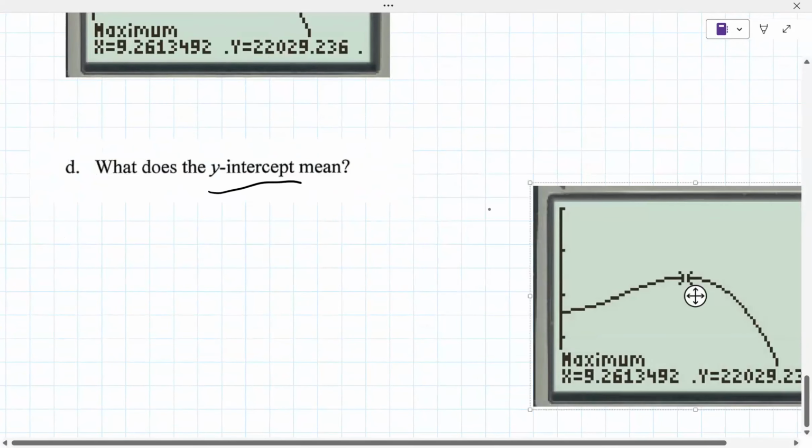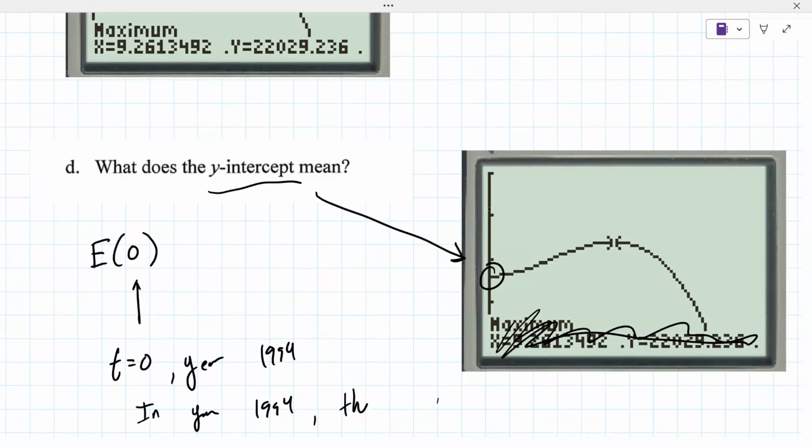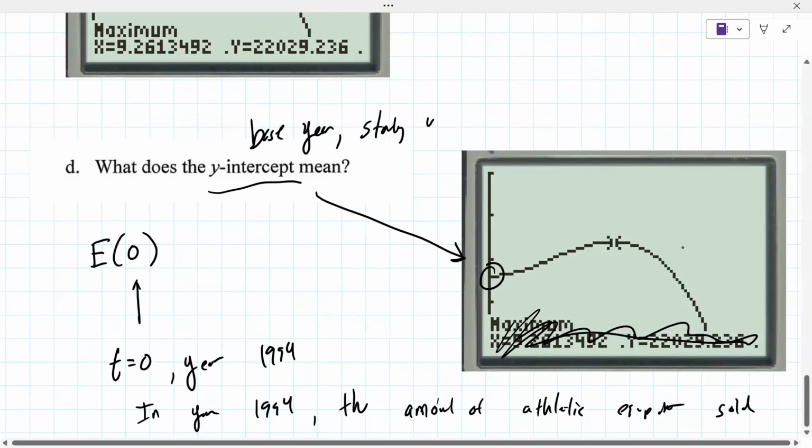So like understand, do you understand? Okay. So let's see if we understand here. In year 1994, it's the amount of athletic equipment sold. That's the y-intercept. It's the base year. They call it the base year, the starting year, stuff like that.